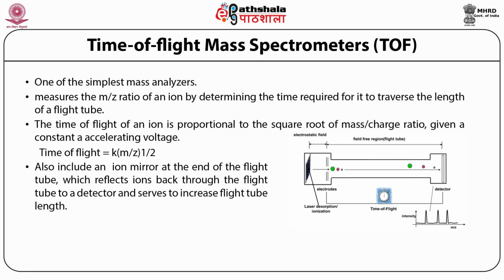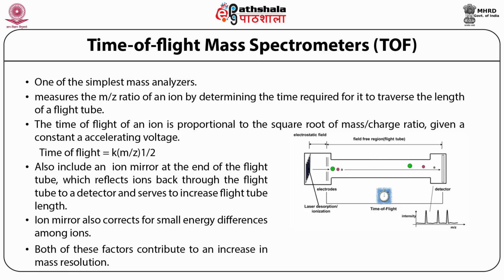It also includes an ion mirror at the end of the flight tube, which reflects ions back through the flight tube to a detector and serves to increase the flight tube length. Ion mirrors also correct the small energy differences among ions. Both these factors contribute to an increase in mass resolution.